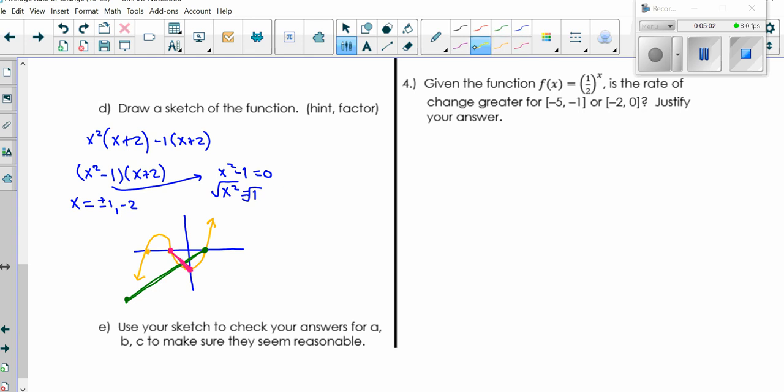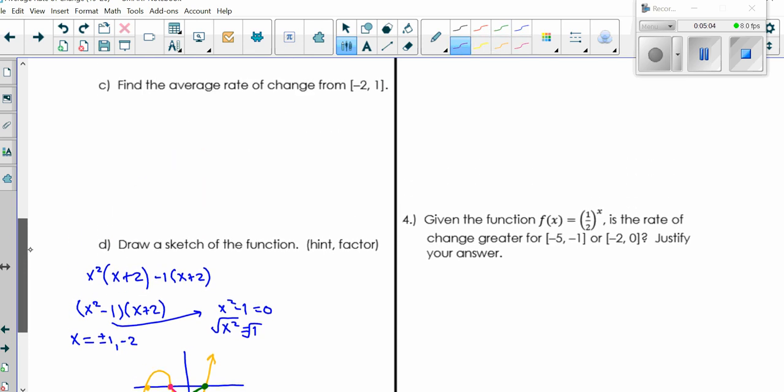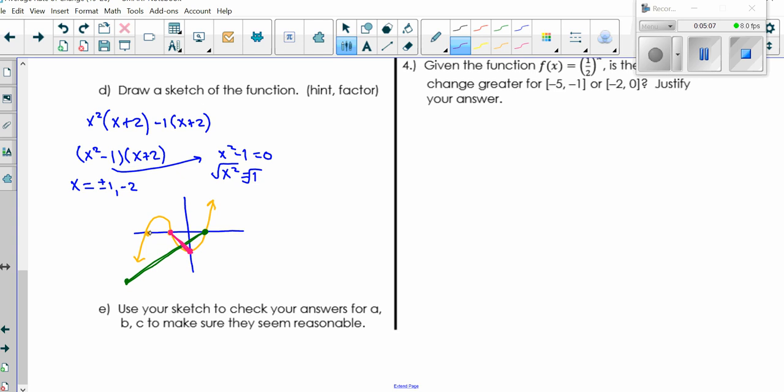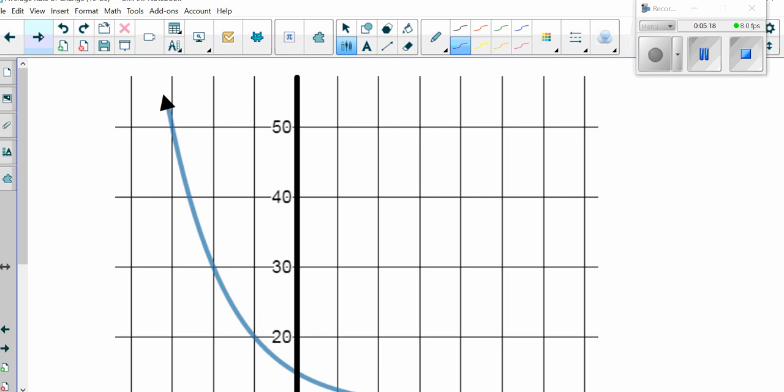And then last, let's see what number C said. C said -2 to 1. So this is -2 and this is 1, so that should have had a slope of 0. Okay. All right, on to today's.